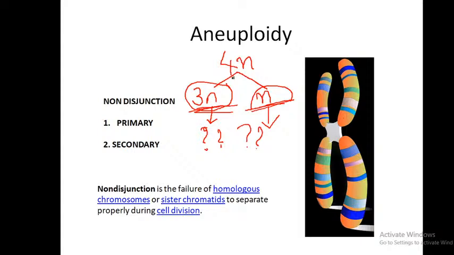Primary non-disjunction. So primary non-disjunction is the non-disjunction which is happening in the first division.